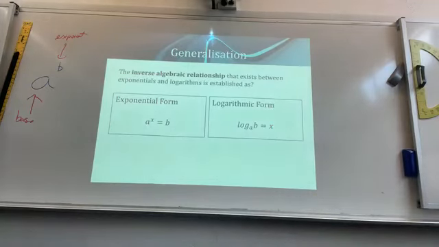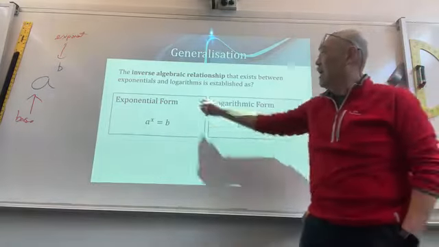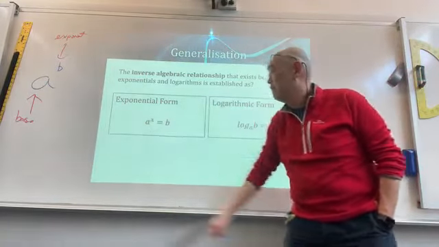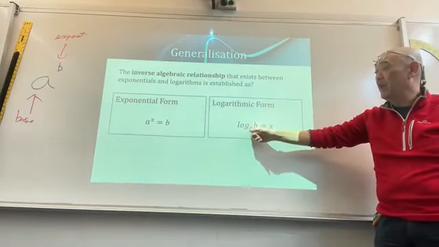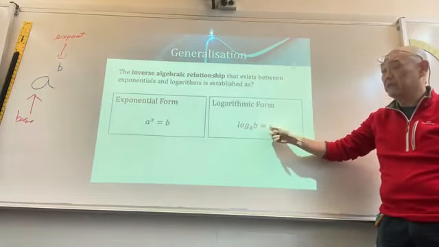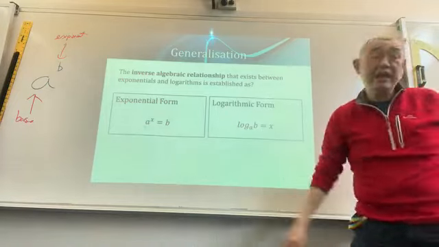If you want to write anything down, this is the most important one at this stage. The inverse algebraic relationship that exists between the exponential and logarithm is established as this and that. Exponential form is a to the power of x equals b, and then the logarithmic form, log base a of b equals x. All right. Now, a can be any number.